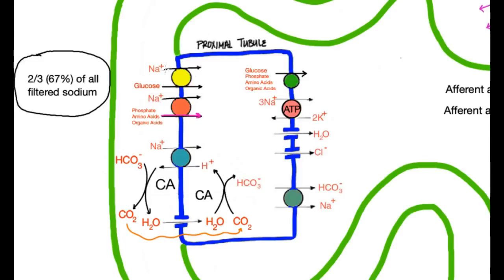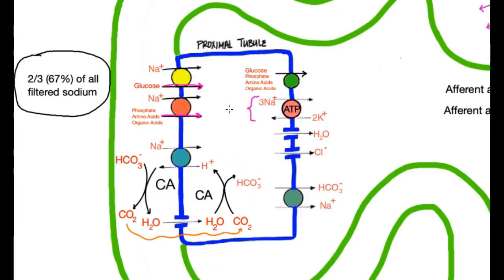So here we have a sodium glucose cotransporter, SGLT1 and 2, which will reabsorb sodium along with glucose because we don't want to waste glucose in the urine in normal situations. And we also don't want to waste phosphate, amino acids, and organic acids in the urine, so we cotransport them along with sodium. And this whole system works because we have the sodium potassium ATPase on the basolateral side.